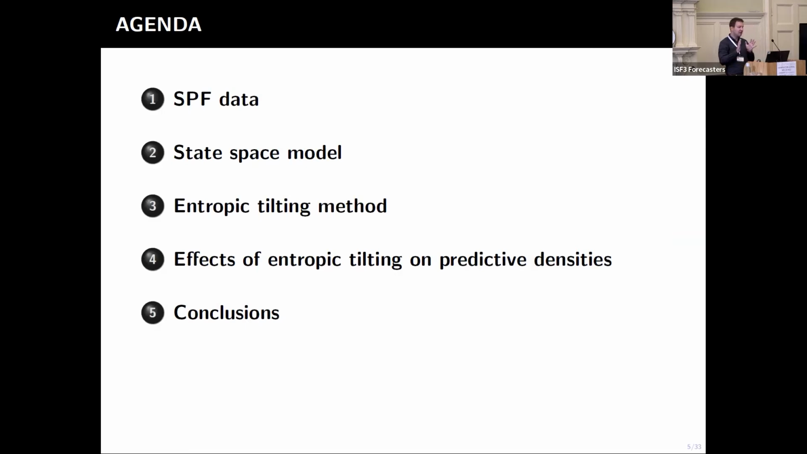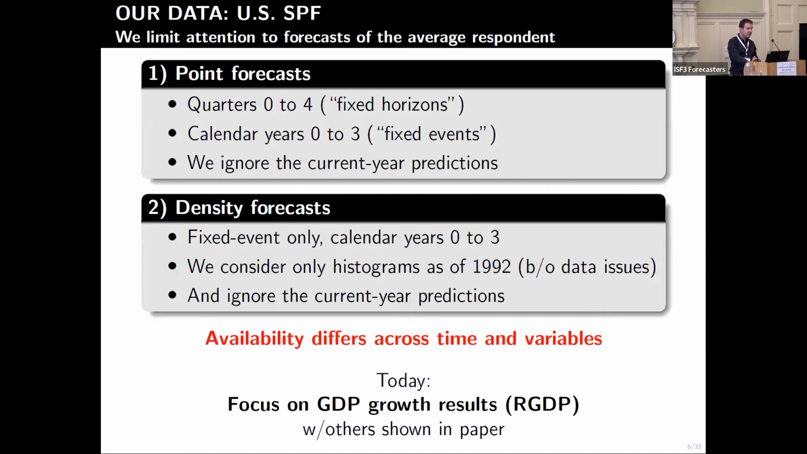I'm going to talk about the survey of professional forecasters data. Then I'm going to summarize the state-space model that is at the heart of our approach. And then I'm going to introduce entropic tilting as a second step method. And then I'm going to talk about the effects of entropic tilting on the predictive densities and illustrate our approach here. So what we do in this paper is we limit attention to the forecast of the average respondent.